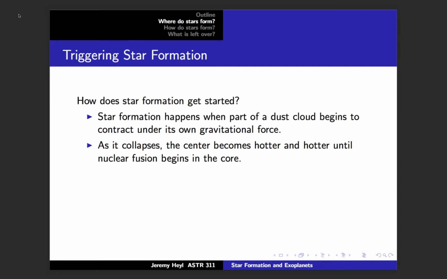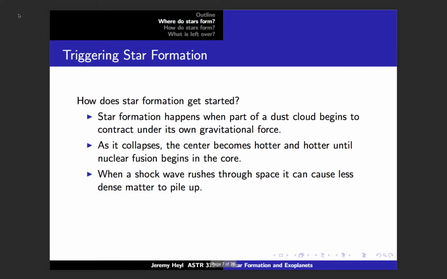The middle of that cloud is enclosed by all of this dust and gas, and as it's collapsing, it will heat up. The center of the cloud becomes hotter and hotter until eventually it gets so hot that nuclear fusion can start in the middle of that ball of gas. And, you know, that's when you have a star. That's the basic picture. But how do you actually get that part of the dust cloud to begin to contract?